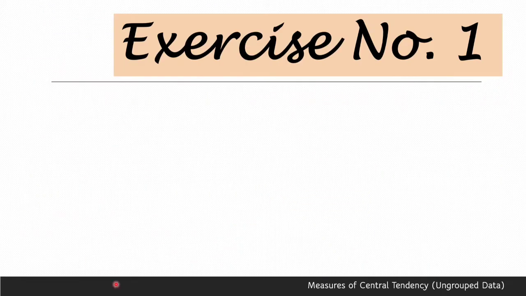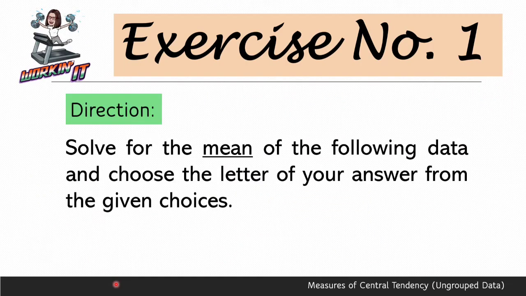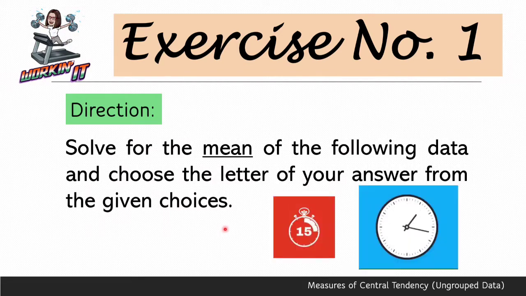Let's now have our exercise number 1. You have to solve for the mean of the following data and choose the letter of your answer from the given choices. But there is a 15-second timer for each question. And you may pause the video if you think you may need more time in order to compute for the mean of each data. Good luck!